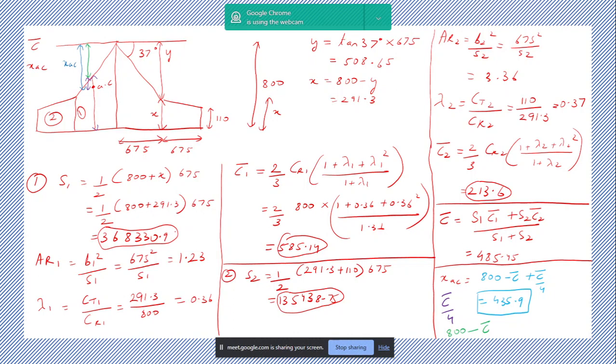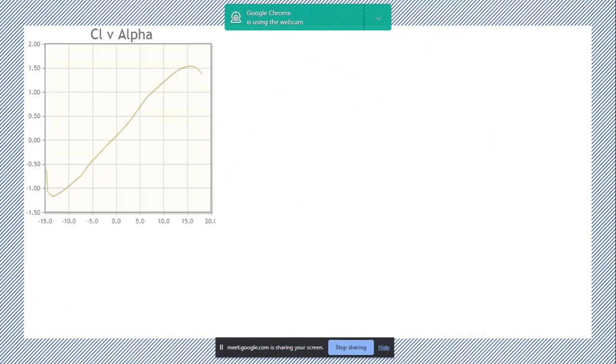Now let's find out a few quantities. They've given you this graph of CL versus alpha of the airfoil. So now they've asked you to find out CL naught, CL alpha, CM naught and CM alpha. So how will we proceed with this? How will we proceed? All of these terms, CL naught, CL alpha, CM naught, CM alpha.